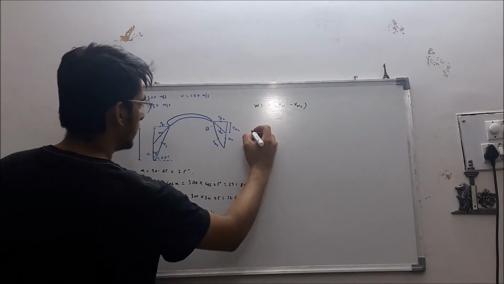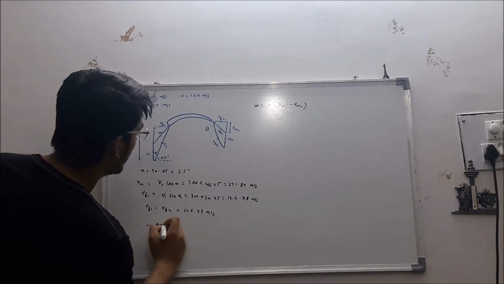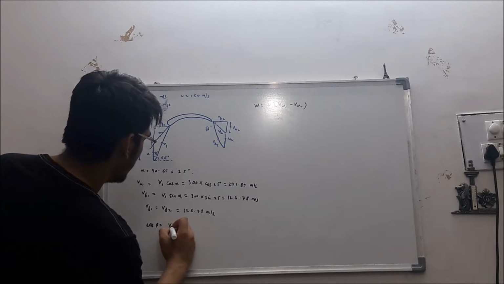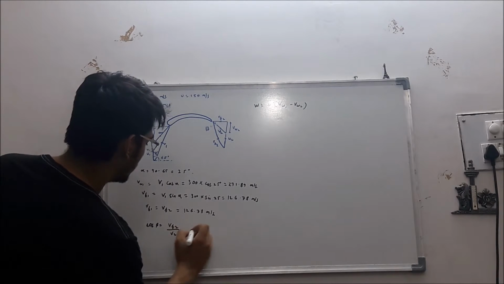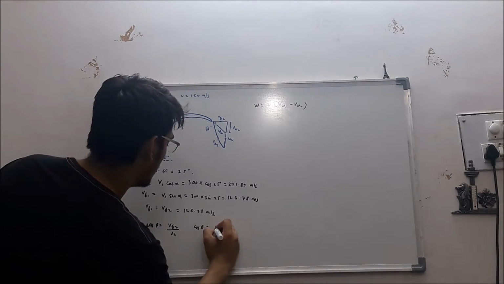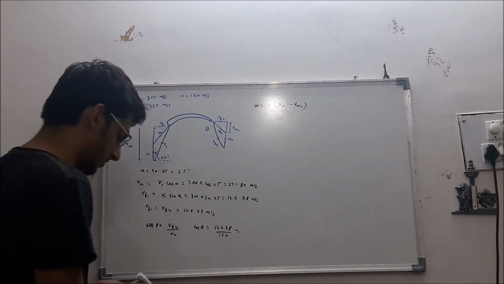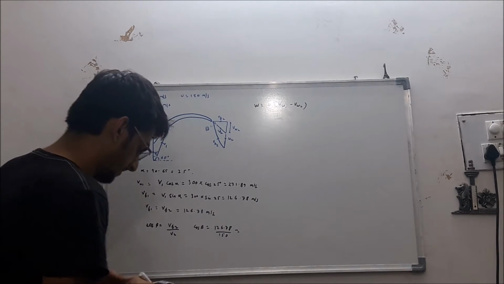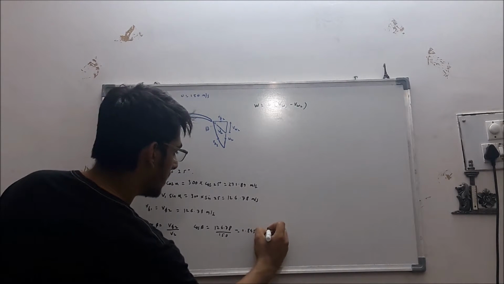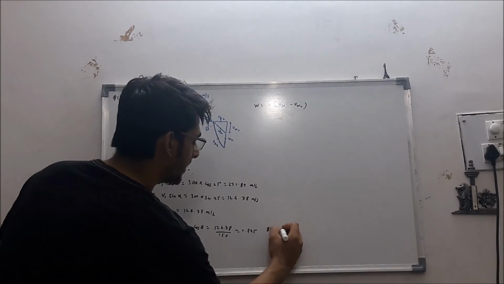We know V2 is given as 150 meter per second, so let us find this angle beta. So cos beta will be equal to Vf2 divided by V2. So cos beta will be equal to 126.78 divided by 150, that is equal to 0.845. So beta is equal to 32.3 degrees.